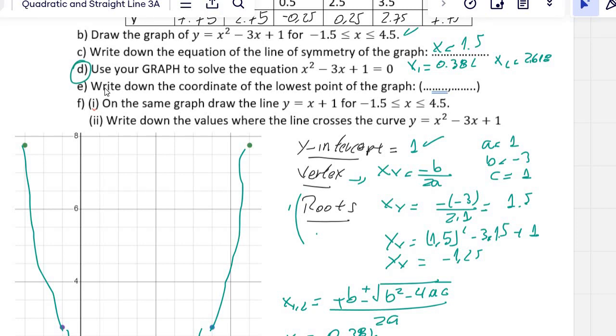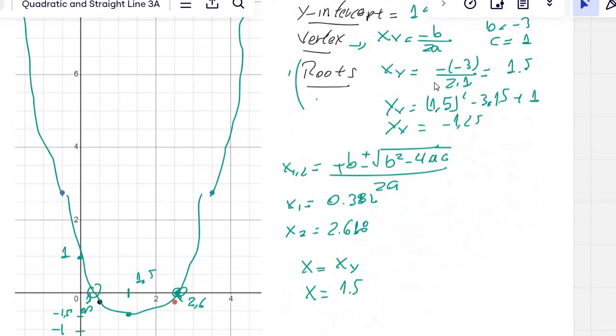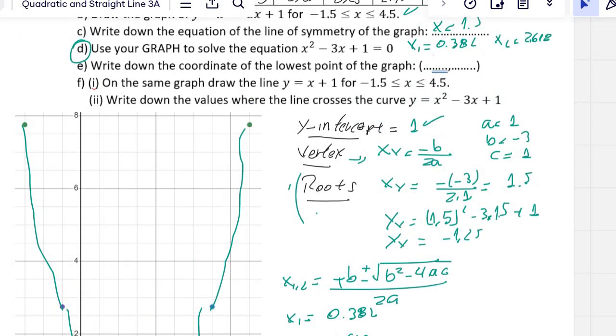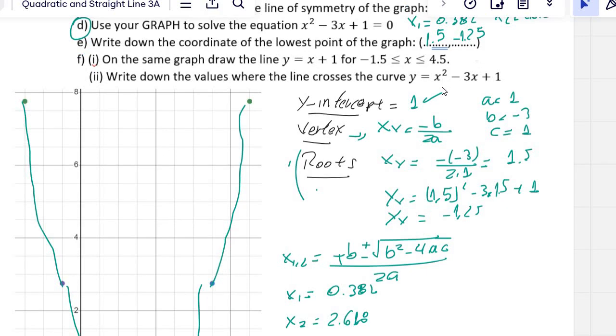Write down the coordinate of the lowest point of the graph. Always the lowest point or the highest point in a quadratic equation is the vertex. So the lowest point will be the point of the vertex, which is 1.5, and the y-vertex is minus 1.25.